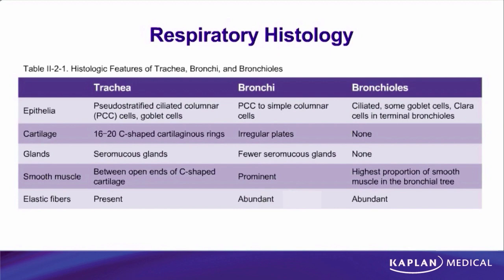As we work our way down the conducting portion of the airway, we go from a pseudostratified ciliated columnar epithelium to a simple columnar epithelium. And as we keep going down, it will become simple cuboidal until finally it becomes simple squamous. So the epithelial layer becomes thinner and thinner until finally we're at the simple squamous where we have gas exchange. Okay? I think that makes sense when you think about it.